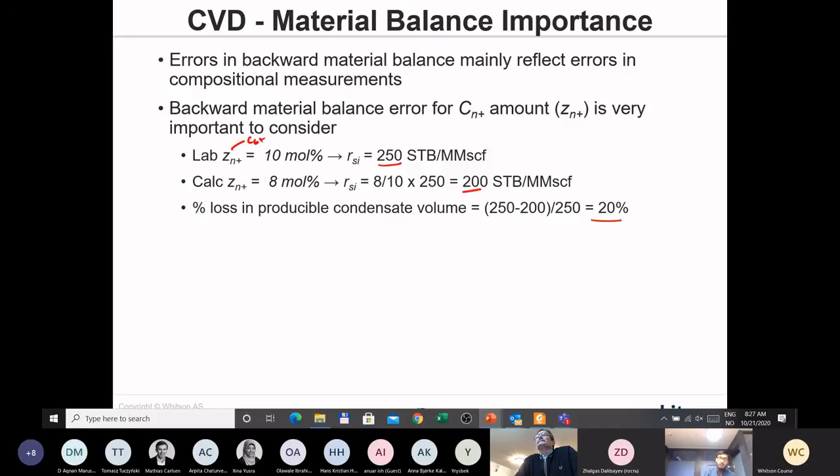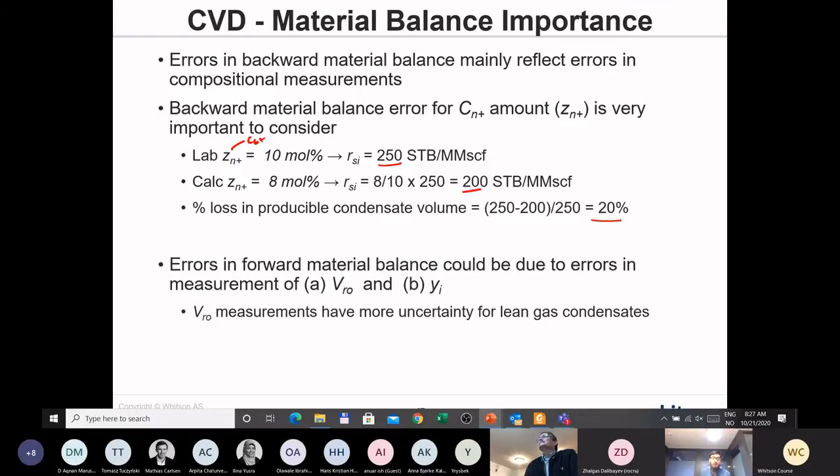So it means that 20% of your producible condensate, because this C6 plus translates into your OGR, which gives you how much condensate you can produce. So you have lost about 20% of the producible condensate volume.